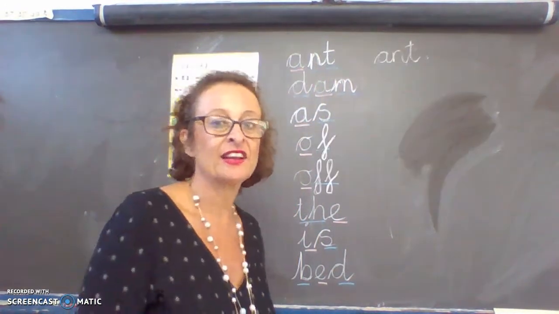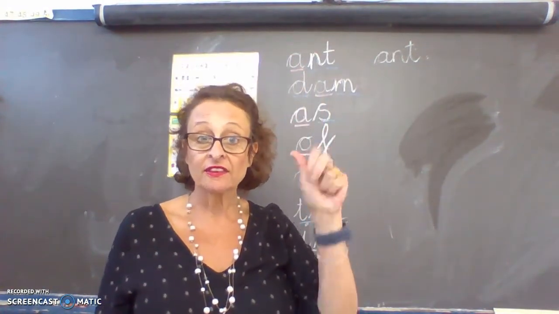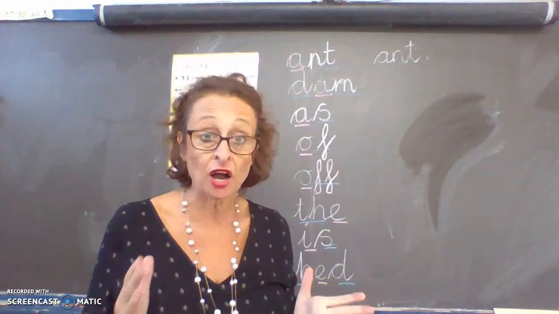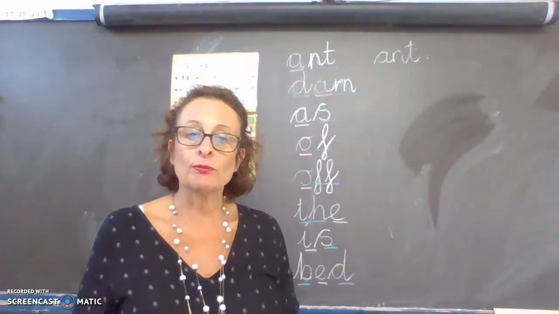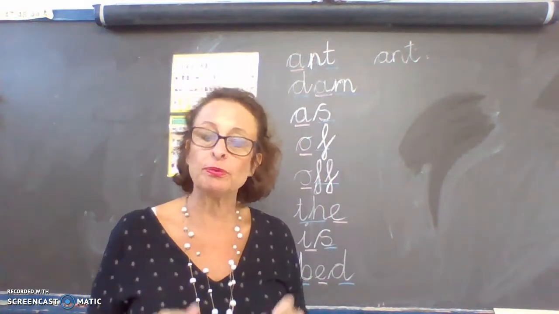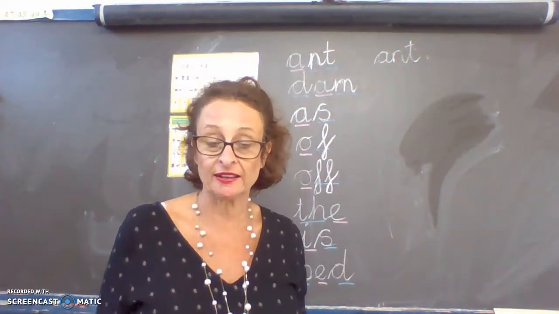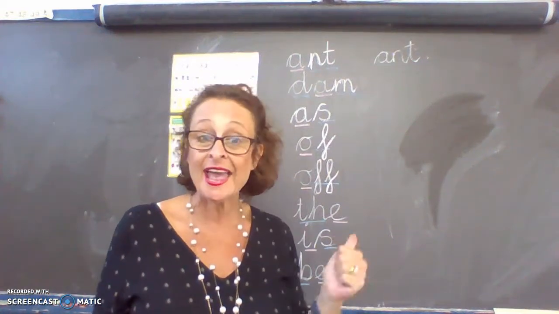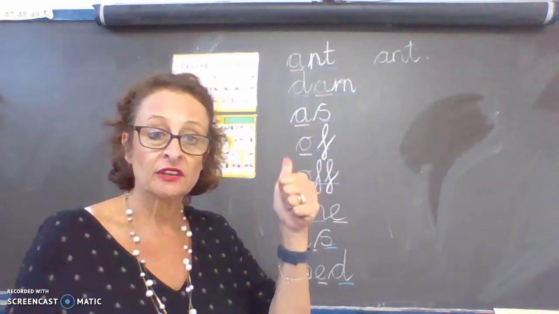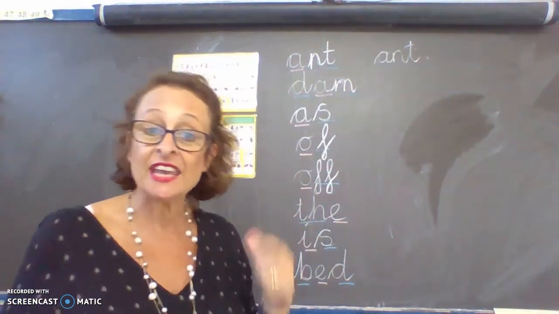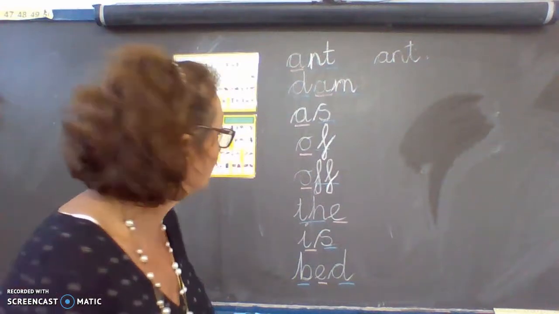So, for ant, A-N-T. If you're in the car, for example, on the way to school, and you say let's practice our spellings, please don't say ant. If they say ant, they're not spelling, that's sounding out. A-N-T. Dam is quite straightforward: D-A-M.